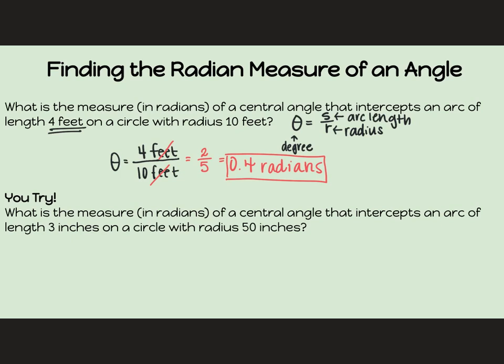When you solve this, you are looking for theta. It says the arc length is 3, so you put that on the top. The radius is 50. These are both in inches, which they have to be in the same unit. The inches would cancel out. If you take a calculator and do 3 divided by 50, you get 0.06 radians.